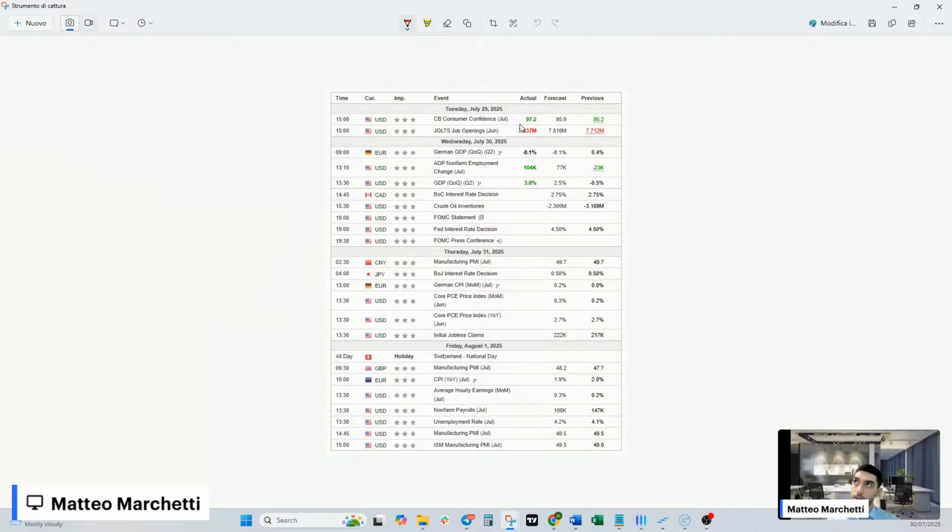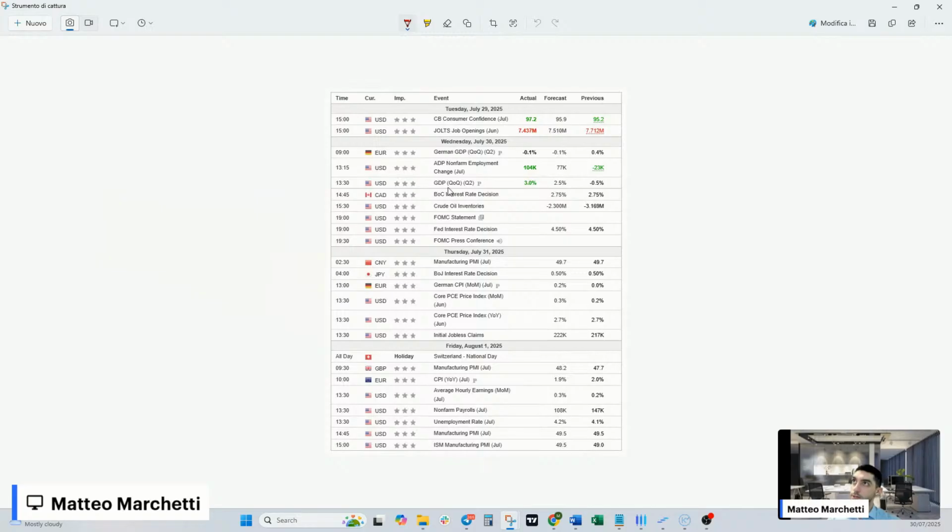It came in really above expectations, 97.2 against a forecast of 95.9, which is also above the previous mark. So regarding consumer sentiment, I would say the situation in the US is quite good. Regarding job openings, we had data in line with expectations. So also the job market, waiting for additional data coming on Friday, is still at least solid. Okay, this is very, very important.